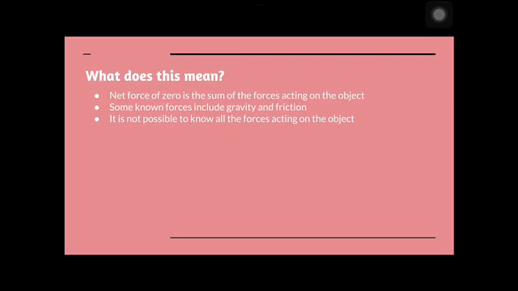What does this mean for net force being equal to 0? Net force of 0 is the sum of forces acting on an object, including gravity and friction, that yields constant velocity. However, we ignore many of these forces for the assumptions in the experiment, and it is not possible to know all the pushes and pulls acting on the object in the real world.